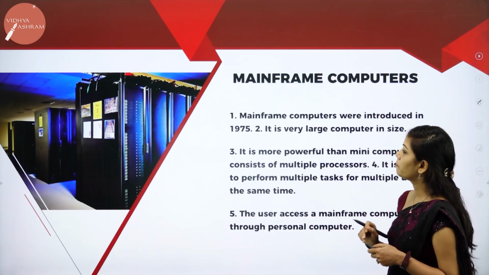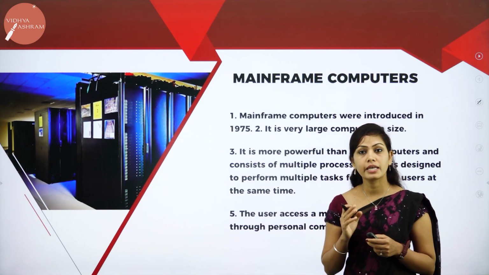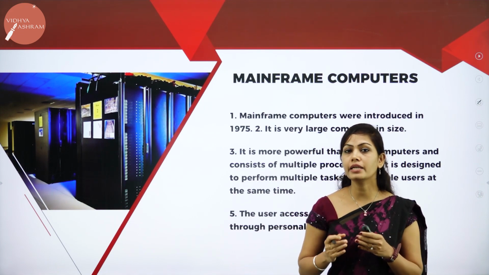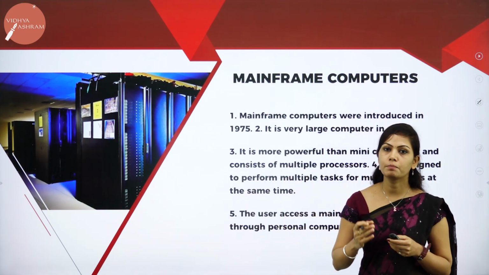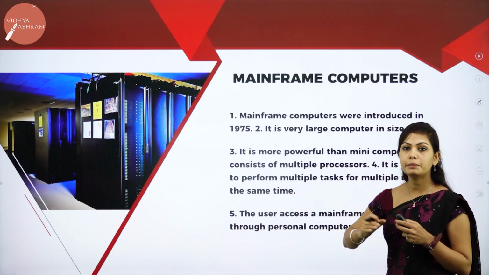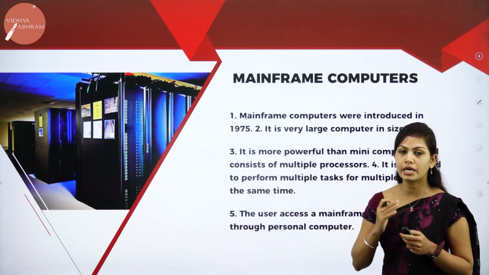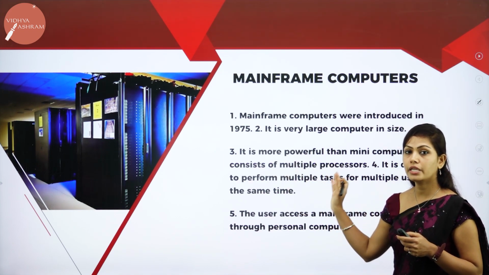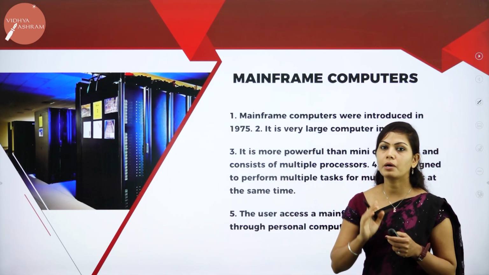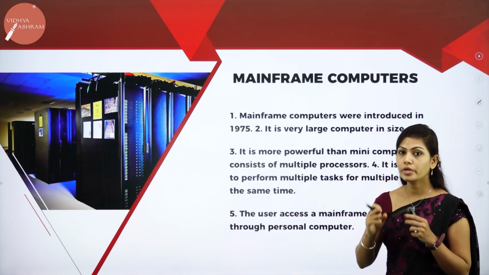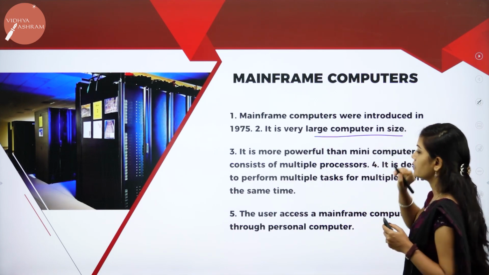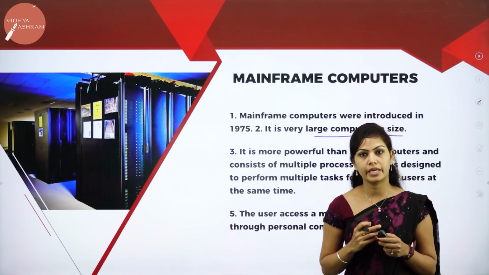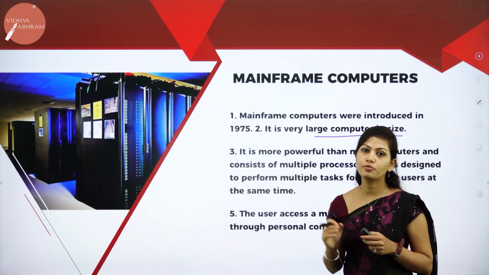The next type is the mainframe computer. It was introduced in 1975. It is a very large computer in size and more powerful than a minicomputer. It consists of multiple processors and is designed for multiple tasks and multiple users at a time. It can execute 16 million instructions per second. So this is a very powerful computer.